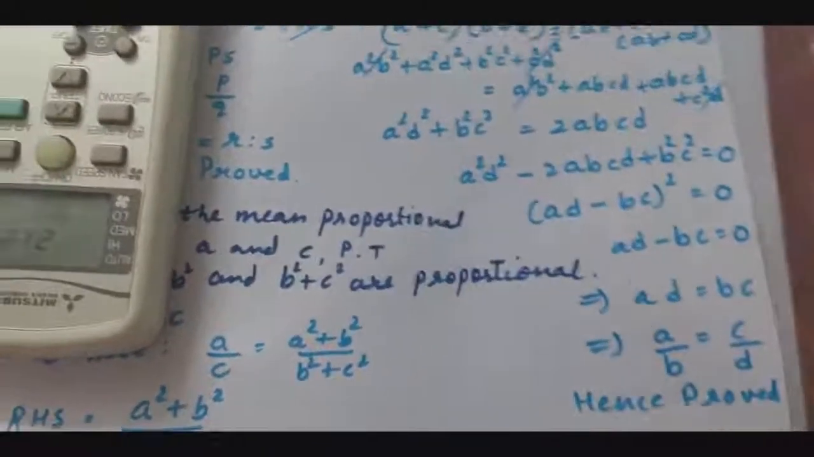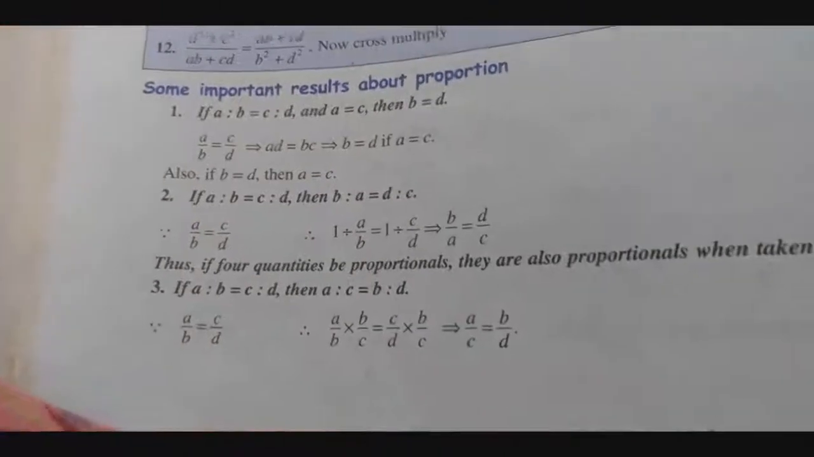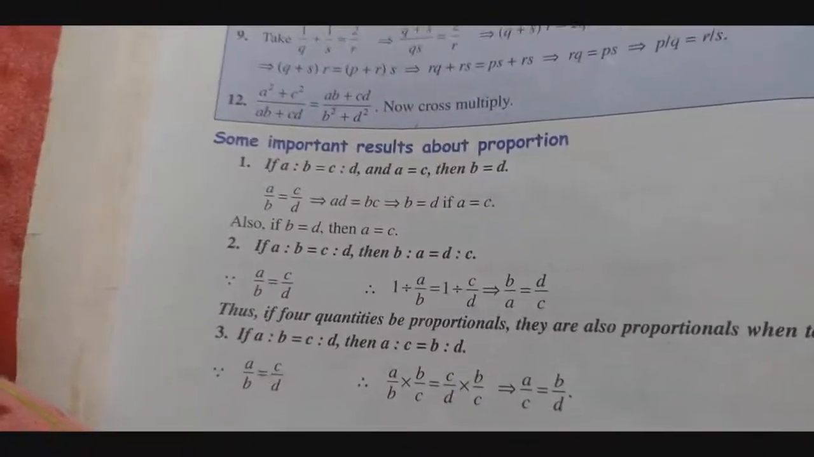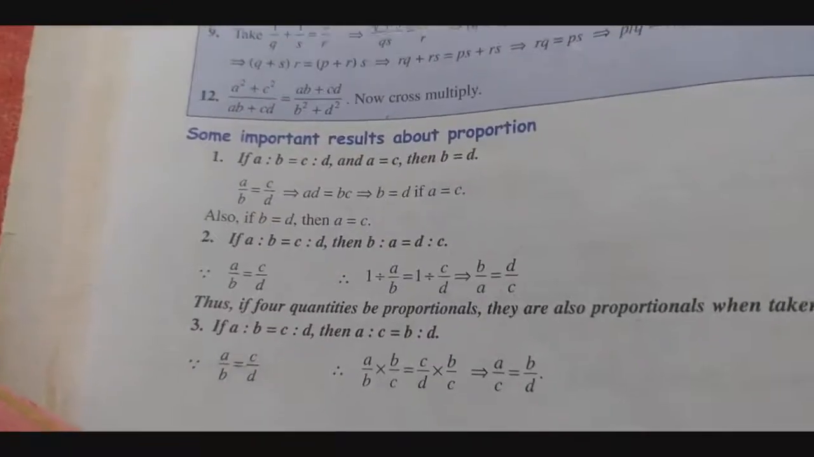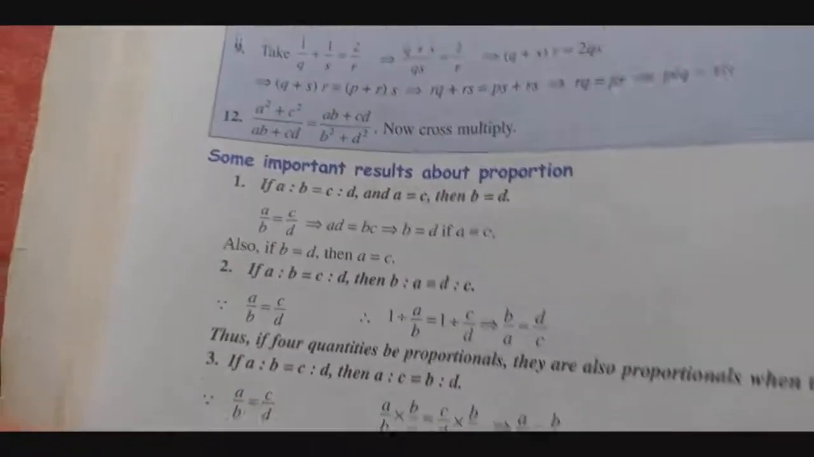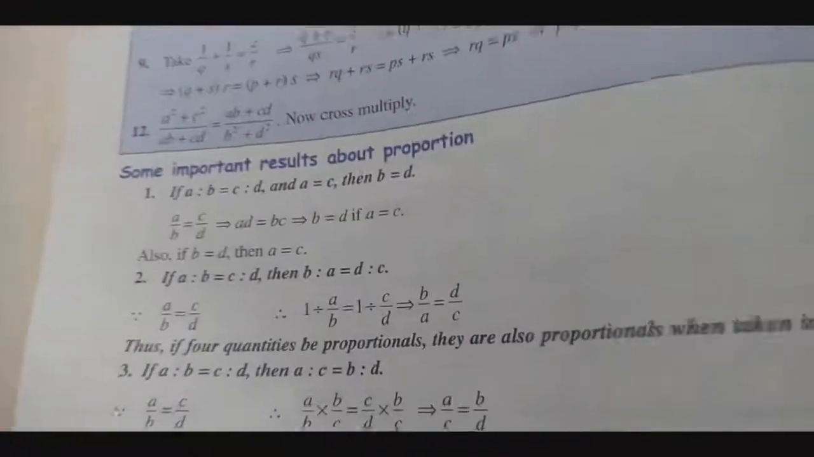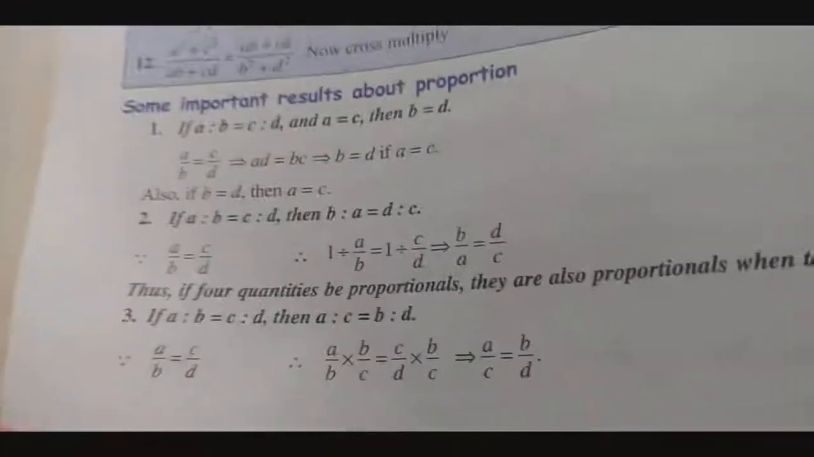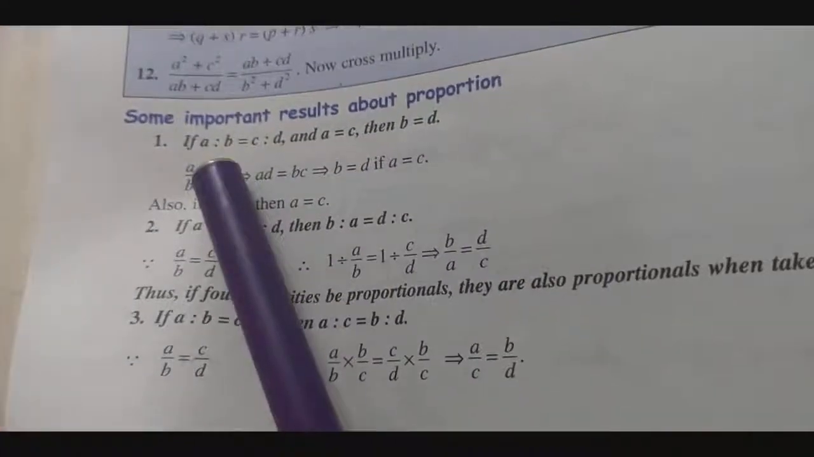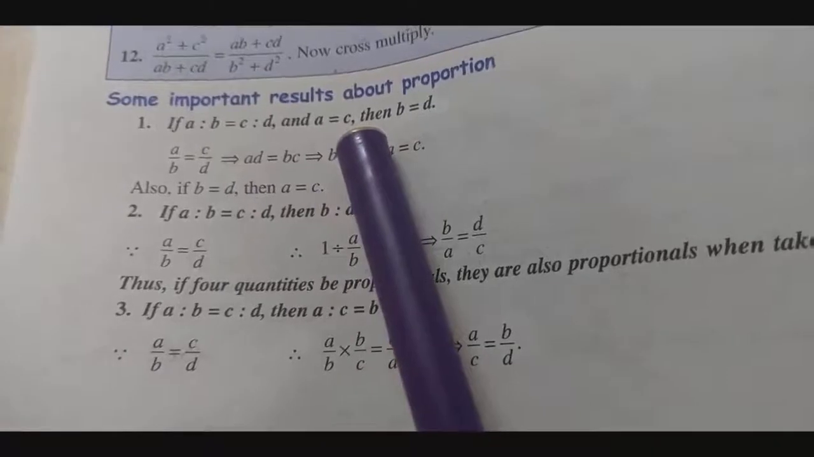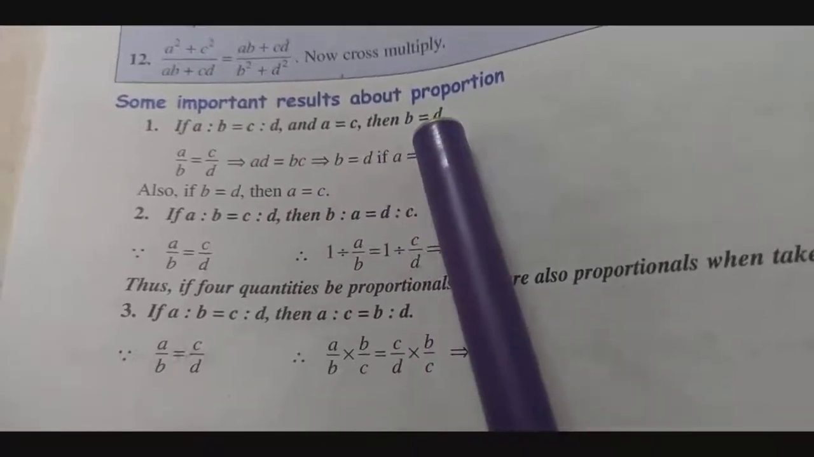Now students, this is our first exercise 6A. We have already completed. Now we come to some important results for the proportion. This is very important to understand because our next exercise, that is our exercise 6B, will use some of the results from here. Now first is if A ratio B is equal to C ratio D and A is equal to C, then B is equal to D.